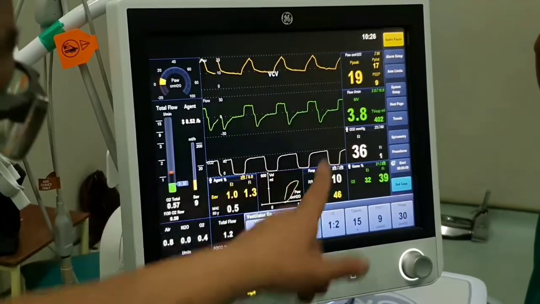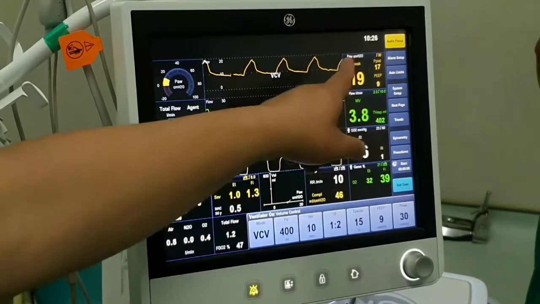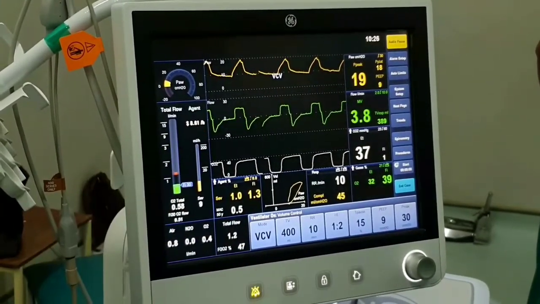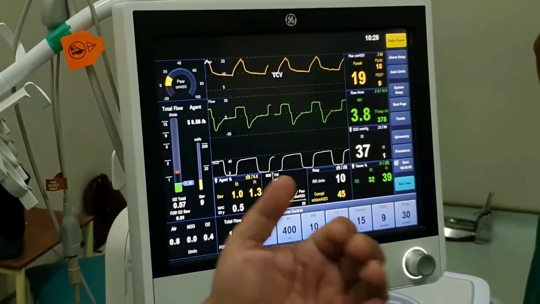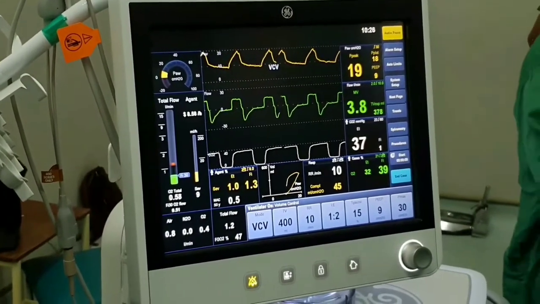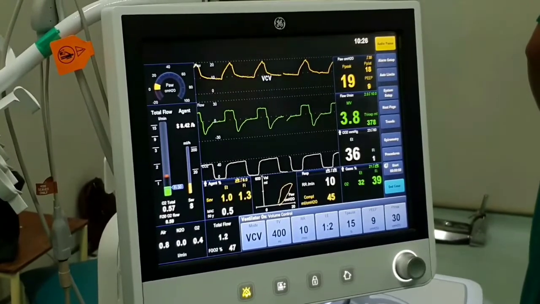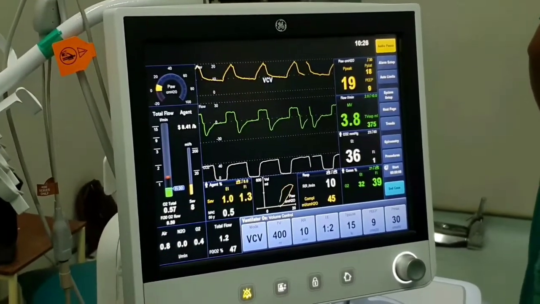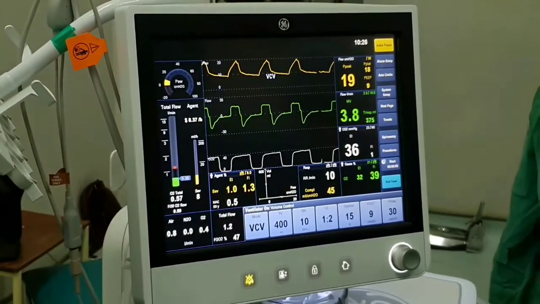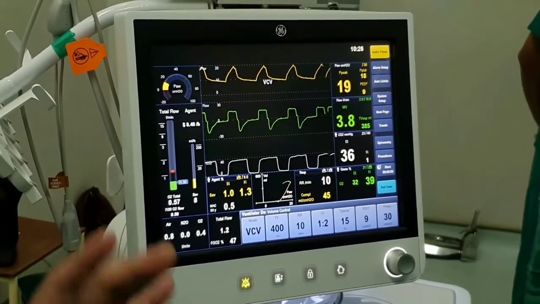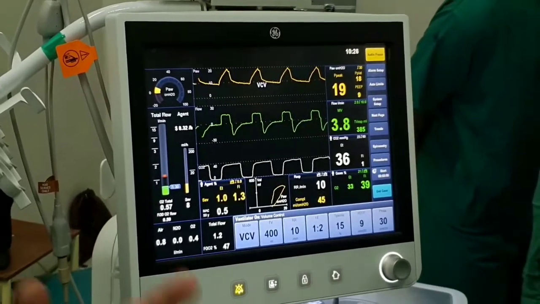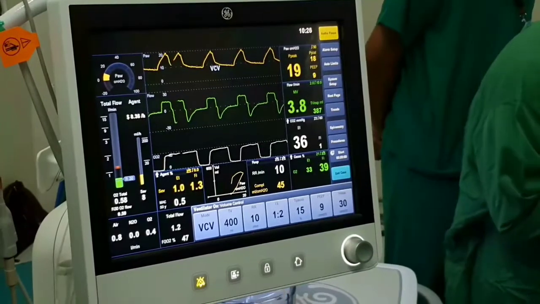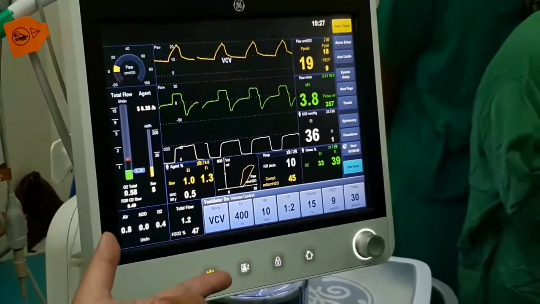So aside from targeting the CO2, you also target driving pressure. The recommendation now is to keep the driving pressure below 13. In very healthy lungs, up to 14 or 15 is okay. But for most lungs, below 13. So how do you look for the driving pressure? Unfortunately, it's not on the screen. You need to do a bit of calculation.